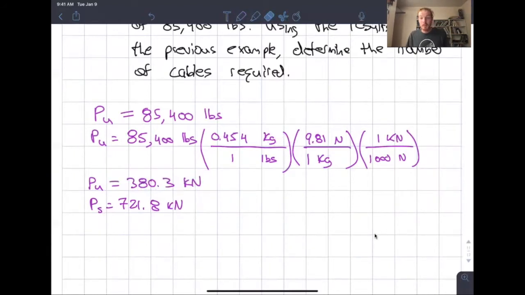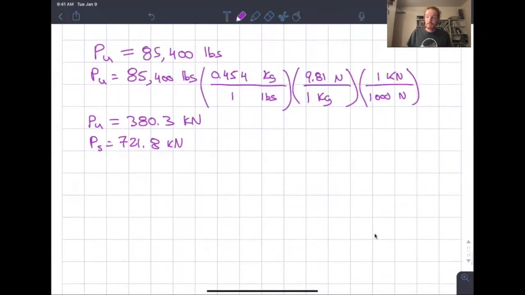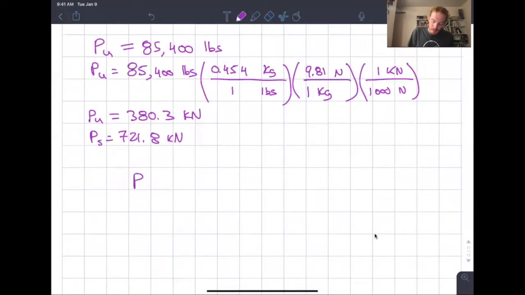So if we had one cable, it's not going to cut it, right? Each cable has a strength of 380 kilonewtons. And if we just had one of them, we put 721 on it, we're just going to break that cable real quick. But what we can do now is use this relationship in order to identify the number of cables we need. So I'm going to modify it a little bit to be P sub S over the number of cables. So taking the applied load and assuming it gets distributed equally between all of our cables, it needs to be less than or equal to P sub U over the factor of safety.